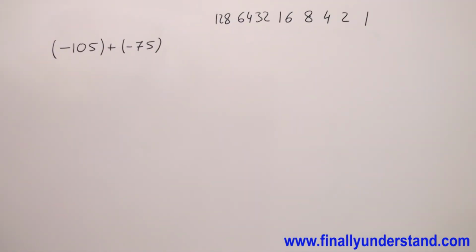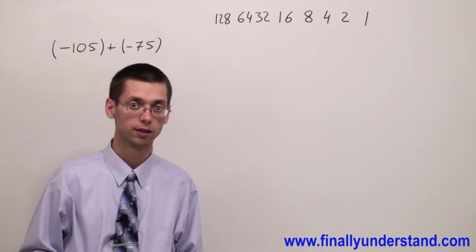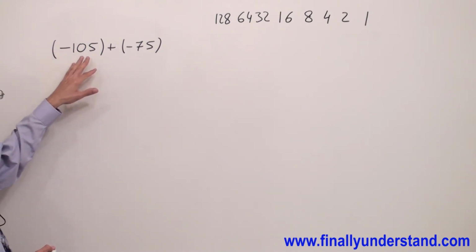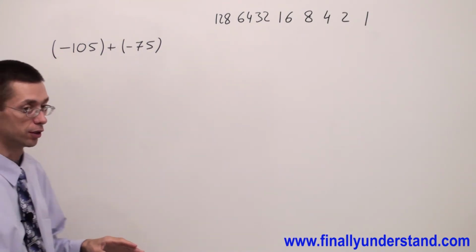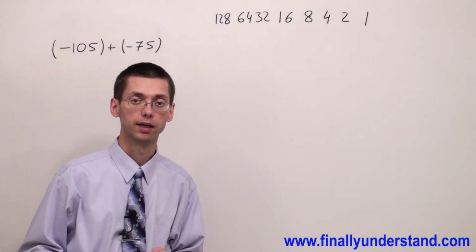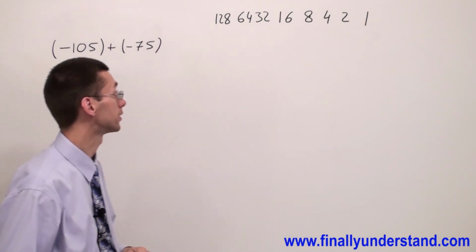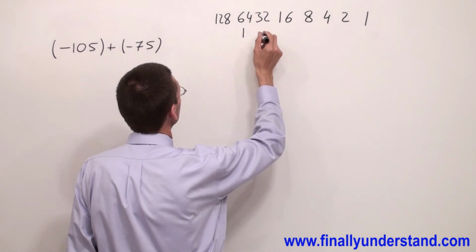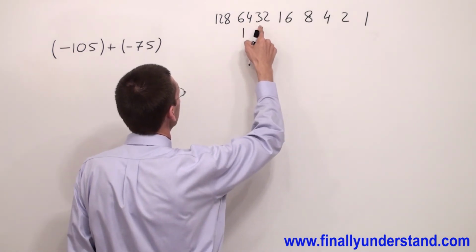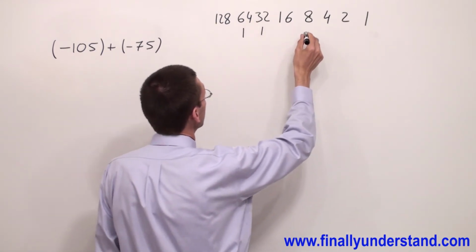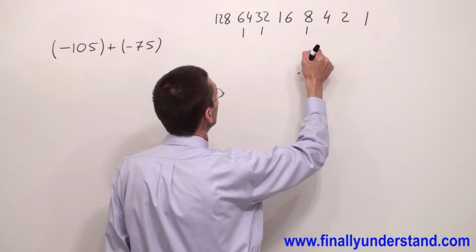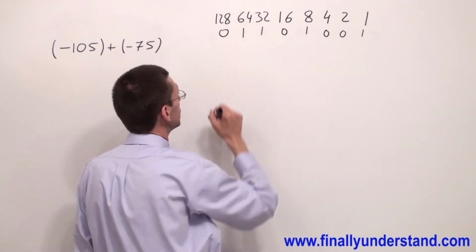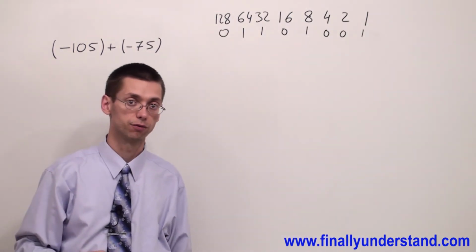Let's take a look at this example. This time we're supposed to add two negative numbers. We have negative 105 and negative 75. In order to find the negative binary numbers, we're supposed to find the positive binary numbers first. 105 you can build from 64 and 32. 64 plus 32 is 96, plus 8 is 104, plus 1 is 105. This is my binary 105.